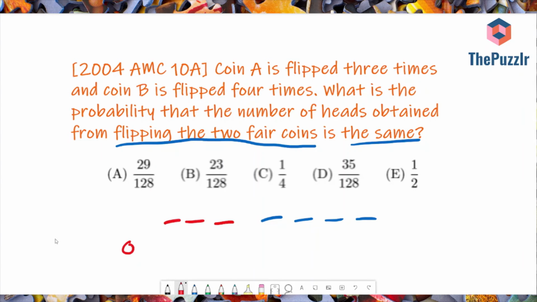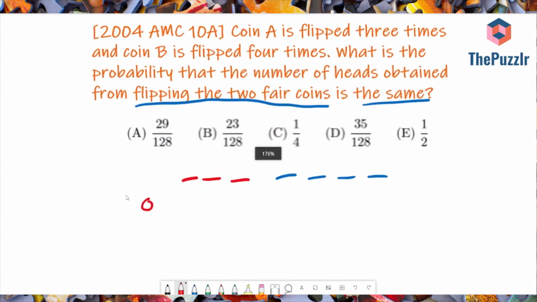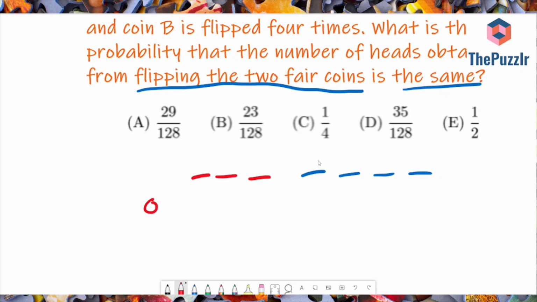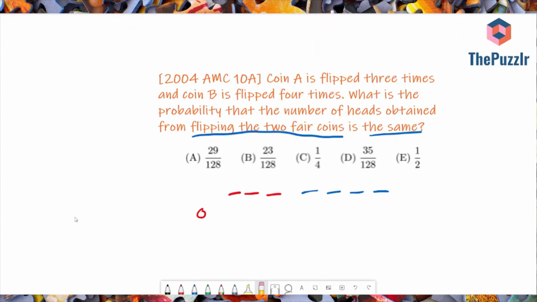My initial thought is to do casework here. If we have 0 heads in both of them, well, first you have to figure out the probability. And here's something that you need to make sure you do in these types of problems. To calculate the total probability, you have to remember that there's H or T choices at each coin. So we could have H here or T here, H here or T here, and so on. And that's 2 to the power of 7 choices. So at the end, we're going to multiply by 1 over 2 to the power of 7.